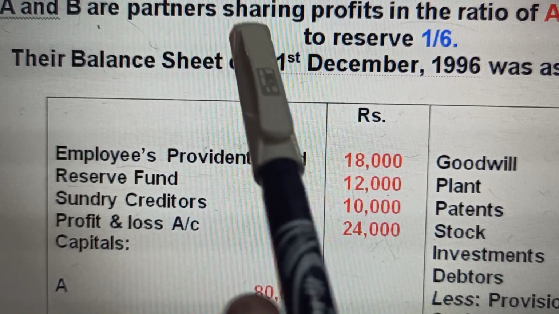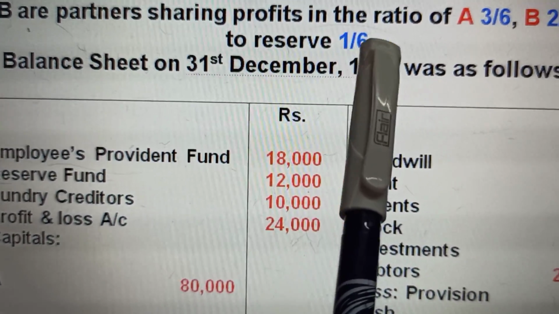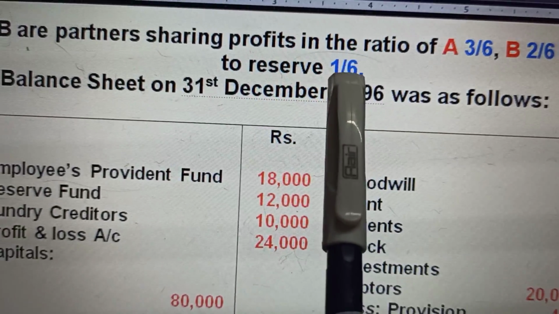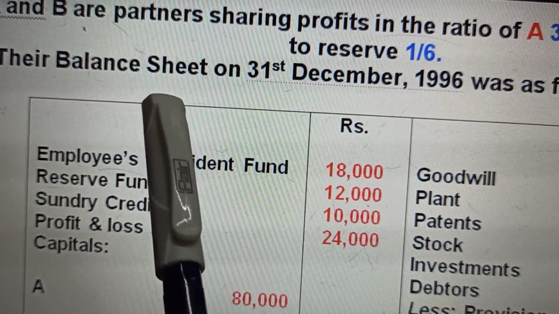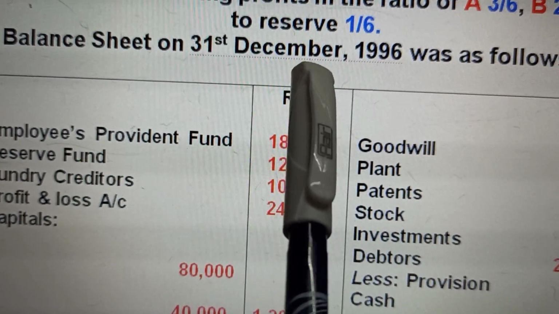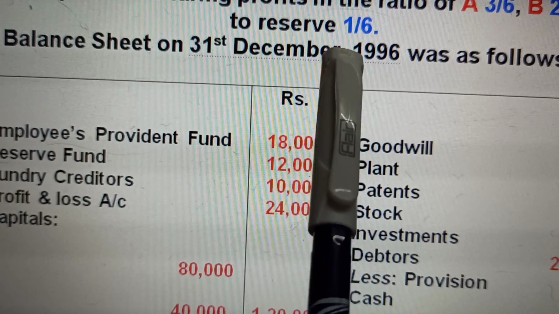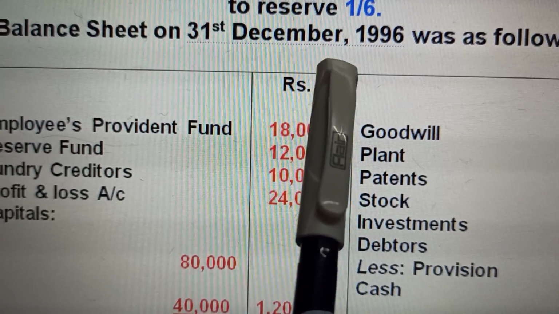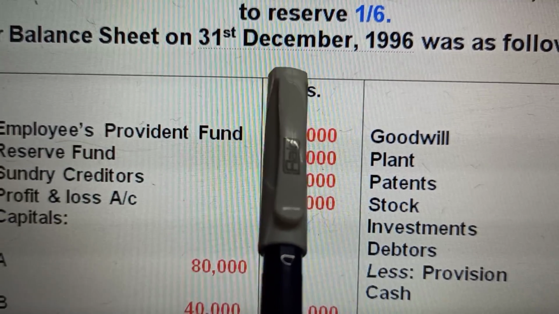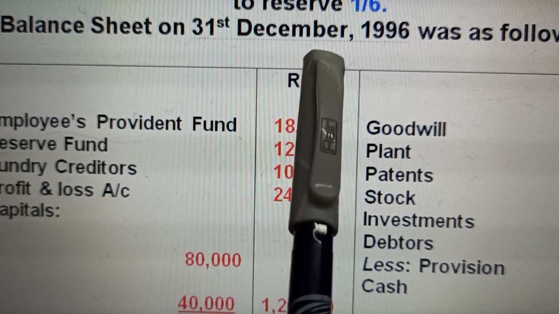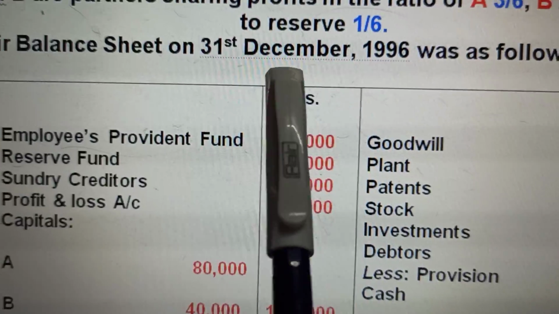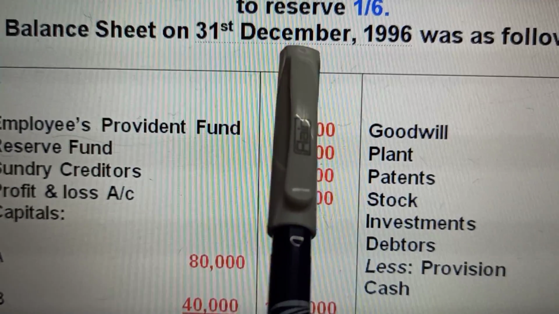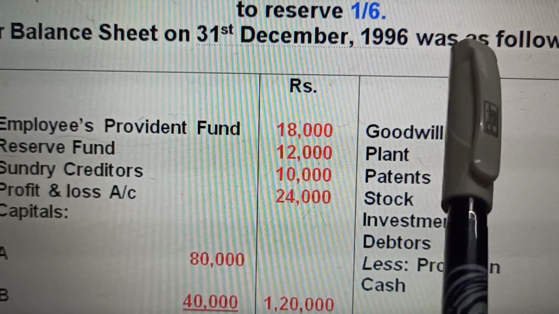A and B are partners sharing profits in the ratio of 3:2:1. Their balance sheet on 31st December. The year may be different in yours. This is quite old. In my book, it is 2014. You may have 30th September 2014. The balance sheet as on 30th September 2014 is as follows.